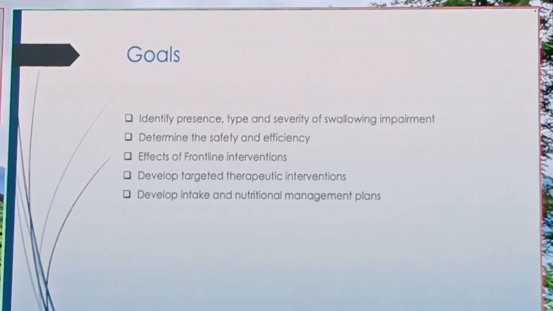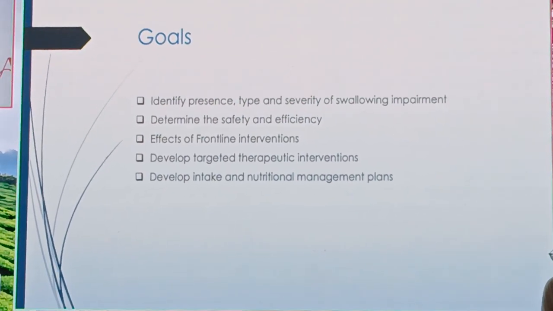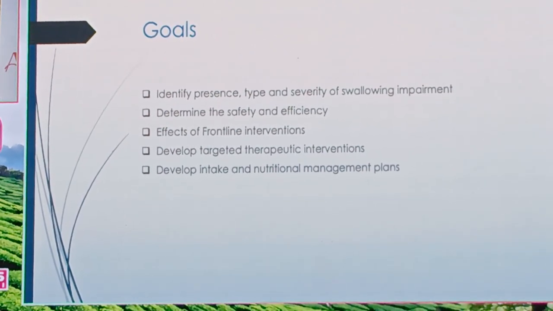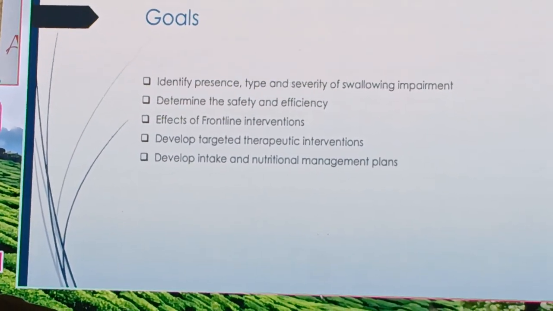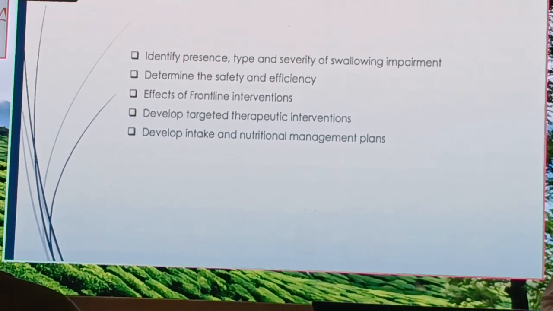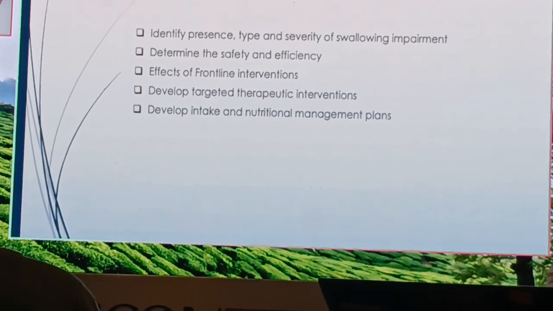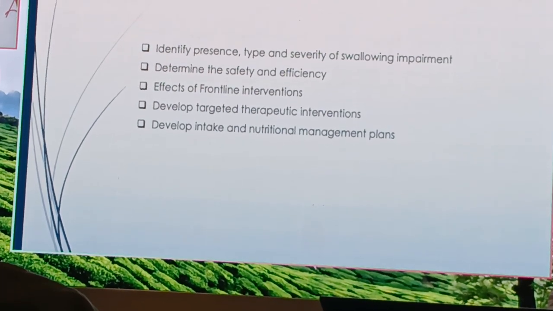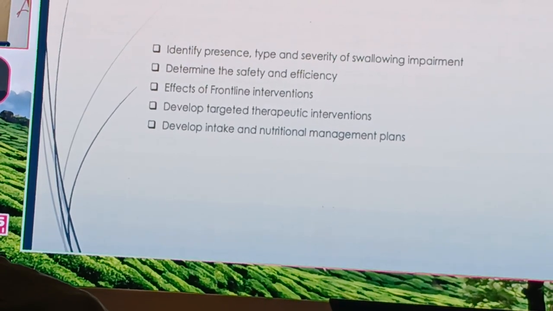Now, the goals of either of these instrumental evaluations are pretty straightforward. One is to establish whether there is swallowing impairment, whether there is dysphagia. The second is to see the type of dysphagia, which phase it is affecting, what sort of dysphagia the patient has, and finally the severity of it. Then is to see whether the patient's efficiency as well as the safety of swallowing has been compromised. If yes, see what is the effect of any interventions that we choose to introduce.